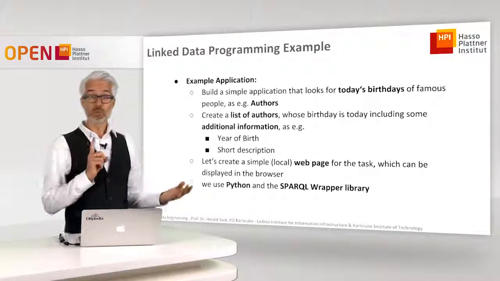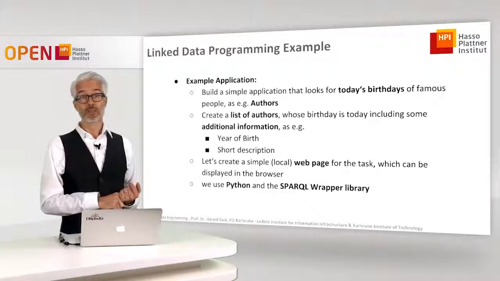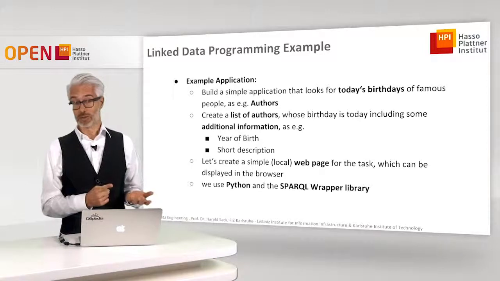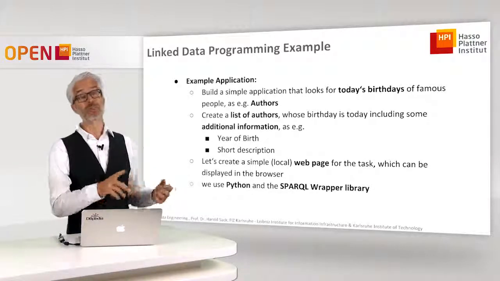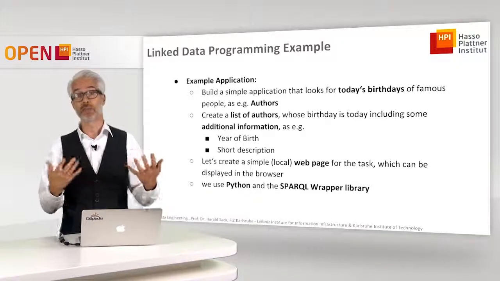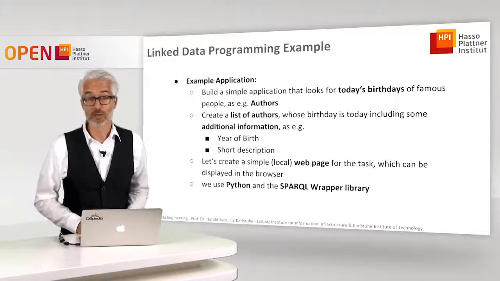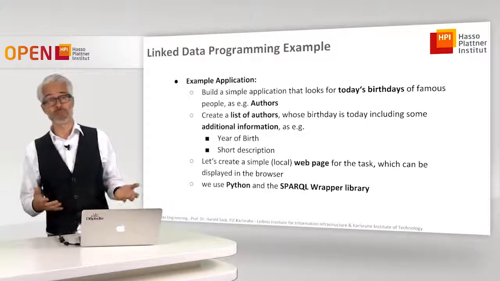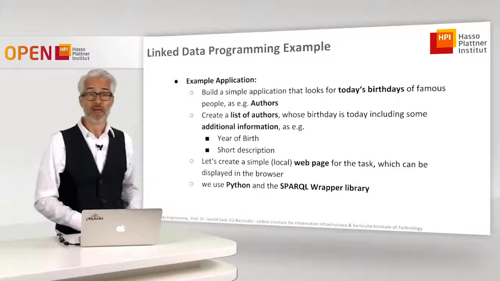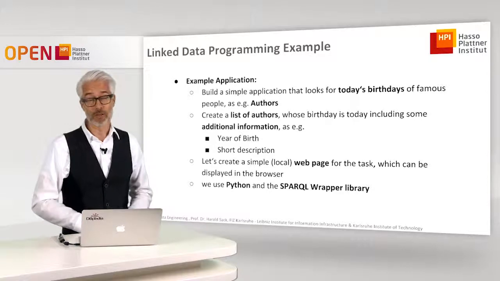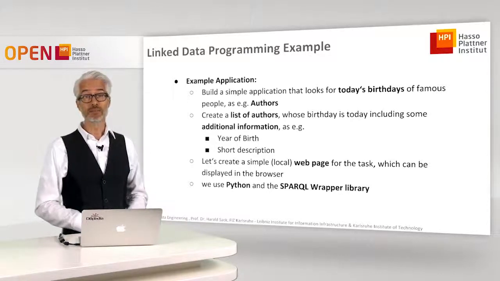So the task will be, we want to create a list of authors whose birthday is today. And of course this should also work tomorrow. So we do not want to fix the day, we simply want that the day you start the program, it runs and produces a list of today's birthdays of famous authors, together with some additional information about the author, like for example, when exactly the author was born, so in which year, and possibly a short description, because you possibly do not know all the authors that are present in DBpedia, so a nice description would be great.